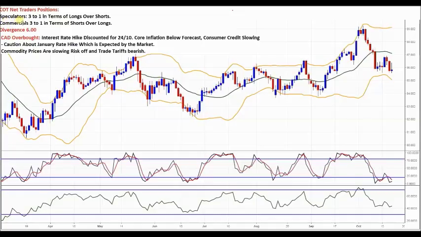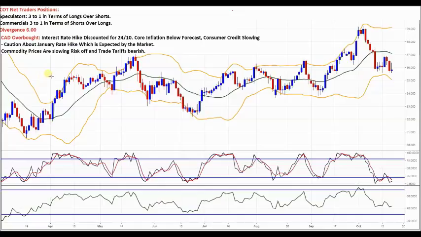Just keep in mind what we want to do is always trade in terms of being with the commercials, the smart money hedgers, when their positions diverge away from speculators. Now, in terms of the positions, we're just expressing them as a simple ratio here. We can see speculators 3-1 in terms of long positions over shorts. They're pretty bullish despite the fall we've seen. Commercials, on the other hand, oppose them 3-1 in terms of shorts over longs. That's a divergence of 6, which is pretty decent in this pair.